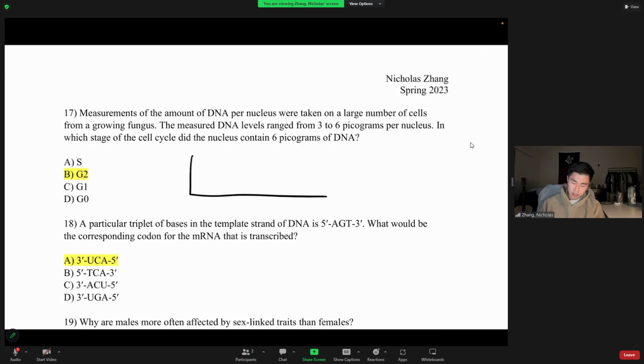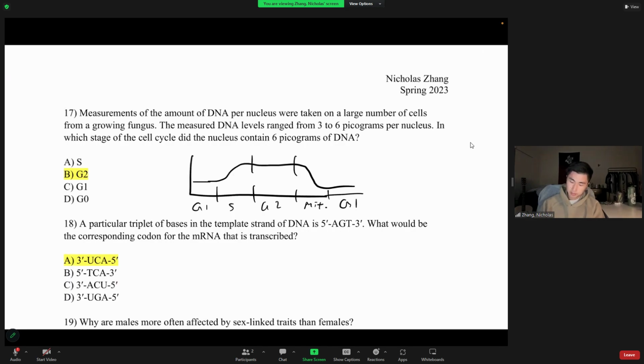If we draw our chart, let's do G1, S, G2, mitosis. And then again, this would be G1. So in G1, we're going to see normal cell division, not cell division, replication of cellular components. Then during S phase, we're going to see a duplication. G2 is normal, mitosis, it divides, and then we're back at G1, the normal level of DNA.